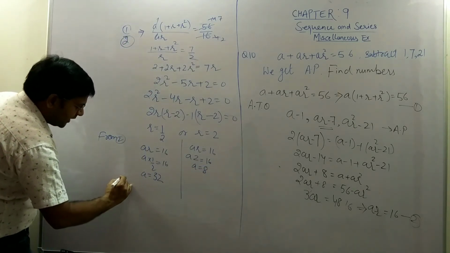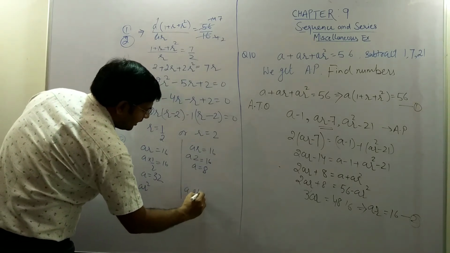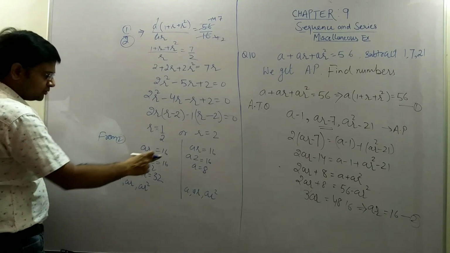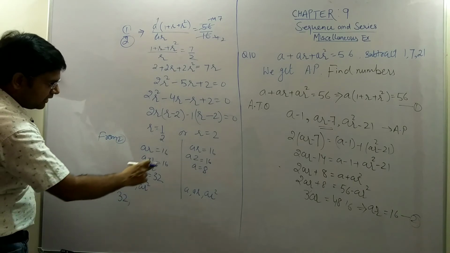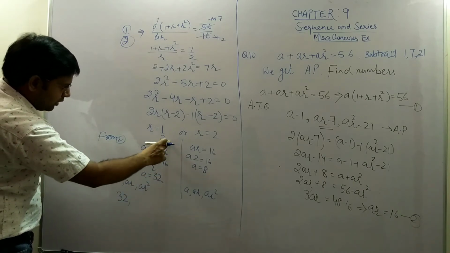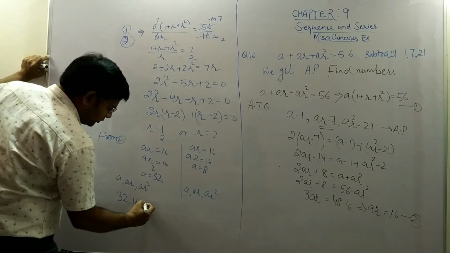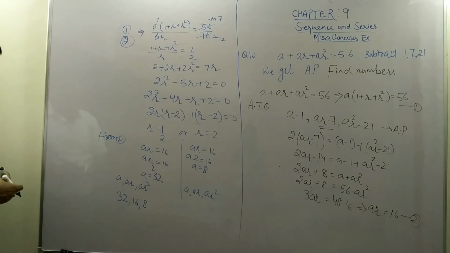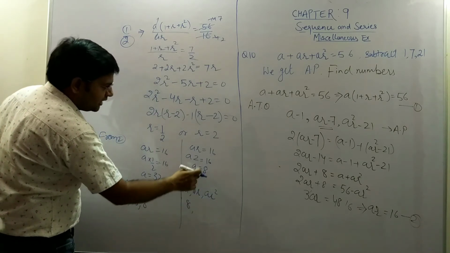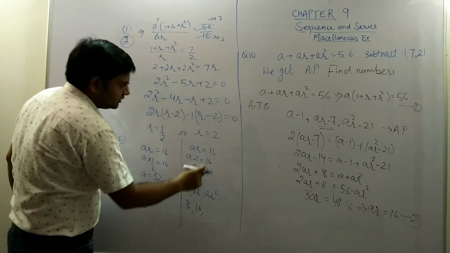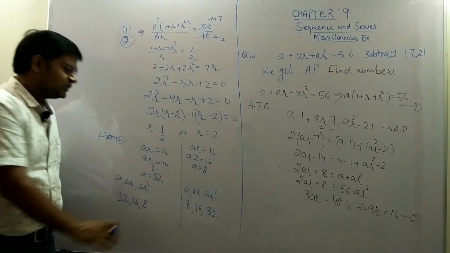So our numbers, actually these numbers were a, ar, ar square. Now you can put all these values. A is 32, so first one is 32, and next one ar, a means 32 into 1 by 2, it's going to be 16, and then 16 into 1 by 2 is 8. And this way also you see, this a means 8 and r means 2, this is 16, and this is ar square, 32. So these are the numbers, and these are your final answers.